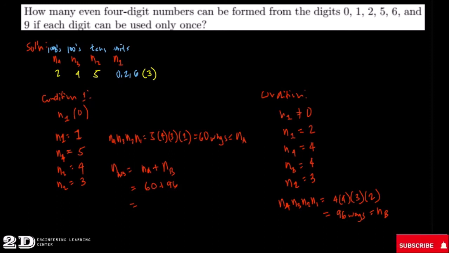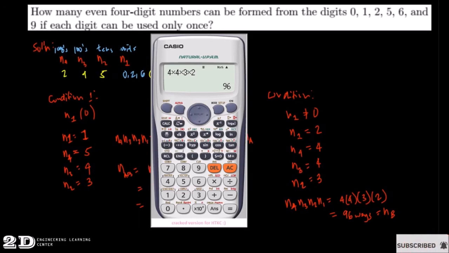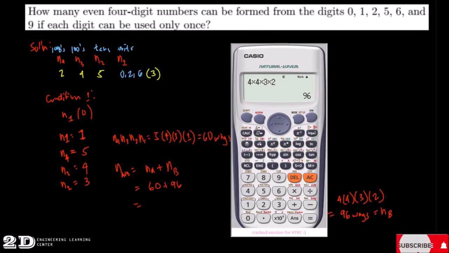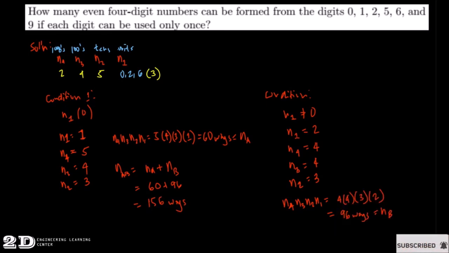Let's use our calculator. 60 plus 96, we have 156. So this is 156 ways. That will be our answer for this example.